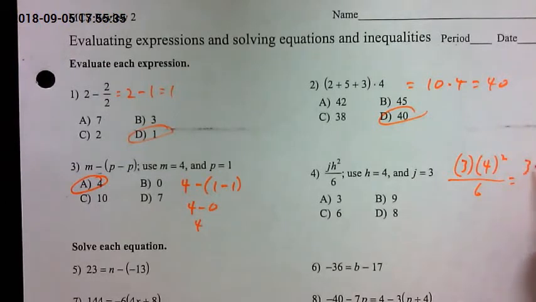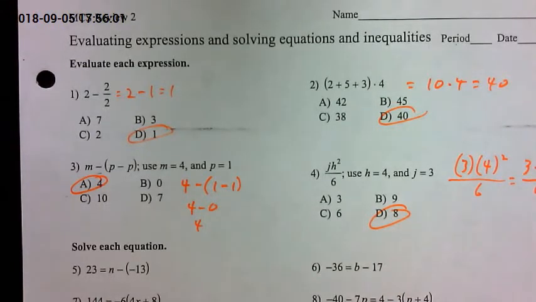So we have 3 times, well, 4 squared was 16. And then 3 times 16 is going to be 48. And 48 divided by 6 would be 8. So that's D.